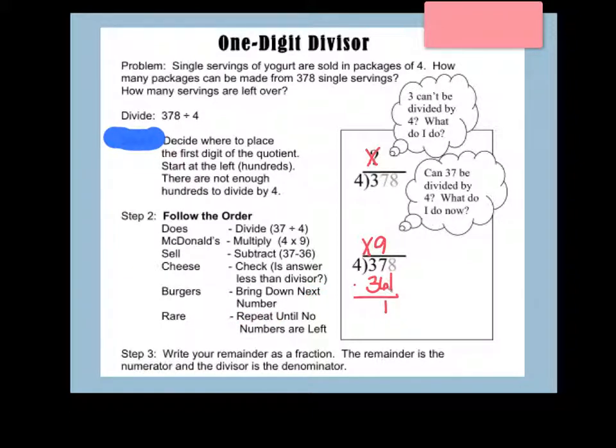So I'm going to draw an arrow here and bring down my 8, and that's going to give me 18. The last part of my saying is rare, which means repeat, and I'm going to repeat. So I'm going to start at the beginning, and now I'm going to look at, can I divide 18 by 4? How many groups of 4 can I get out of 18? And I can get 4 groups of 4 out of 18. So now I'm going to multiply. 4 times 4 is 16, and then I'm going to subtract.